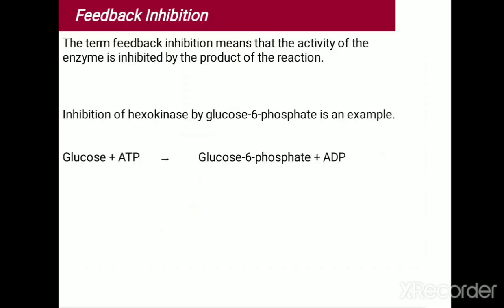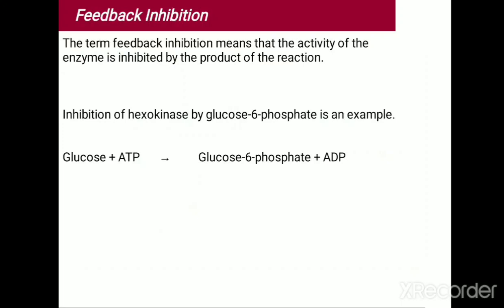The last type of inhibition is feedback inhibition. Here the product itself inhibits the corresponding enzyme. The example is glucose 6-phosphate. That product inhibits its own formation, that is, the hexokinase enzyme. Hexokinase mediates the formation of glucose 6-phosphate. If there is an excess amount of glucose 6-phosphate, that product will inhibit the enzyme molecule. That type of inhibition is known as feedback inhibition.